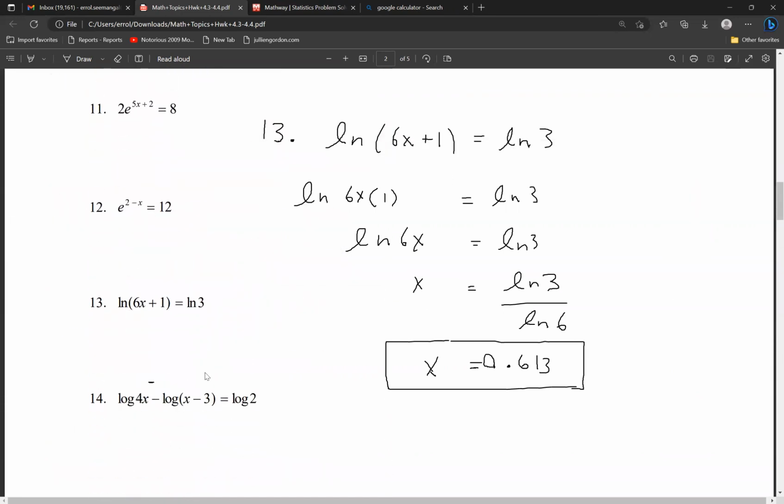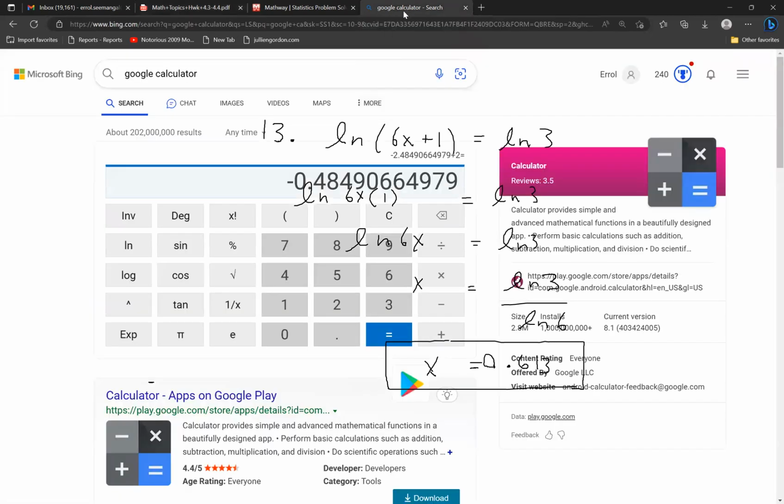So what do we do wrong here? We multiplied 6x times 1, which is 6x. Then we divided both sides by ln 6. So let's check that in the calculator. Ln 3 divided by ln 6.